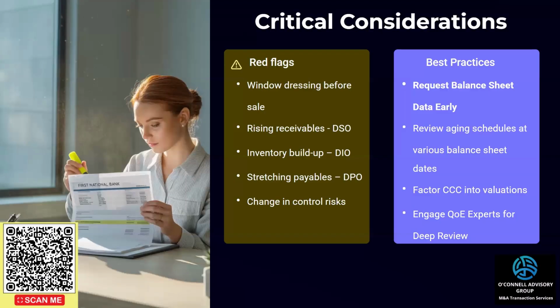Is it because the days inventory number has gone down because you're not ordering any inventory? Is the receivables going down because we're giving discounts for early payments? And maybe we're not paying suppliers, because of which our cash conversion cycle is decreasing. So you'd want to ask your QFE provider to check for any window dressing if you see anything in your initial analysis.